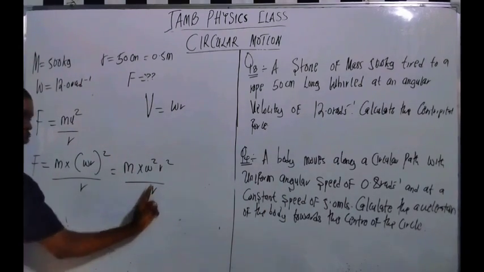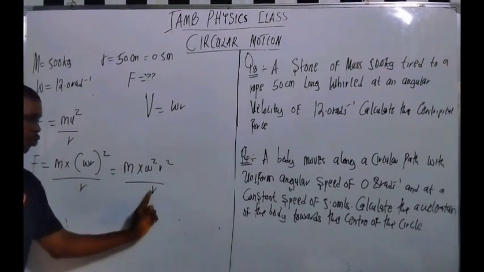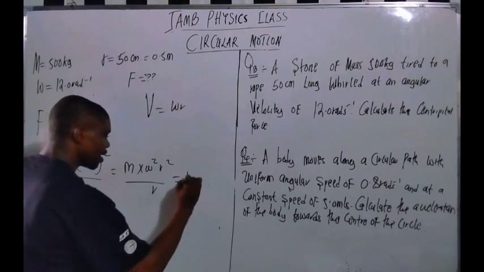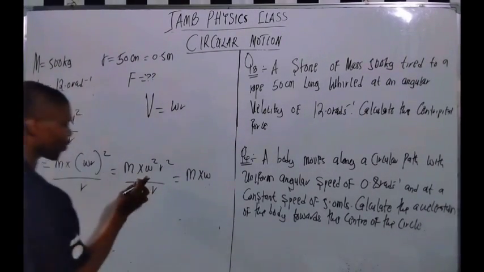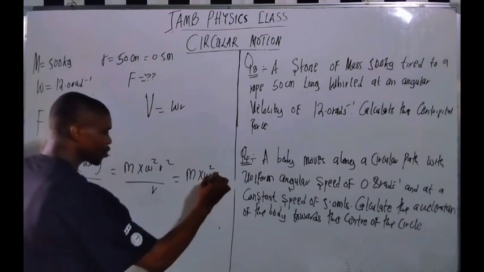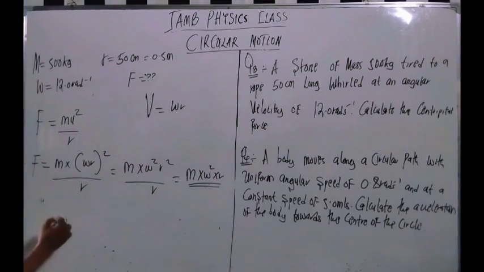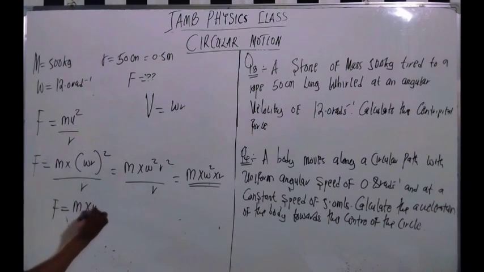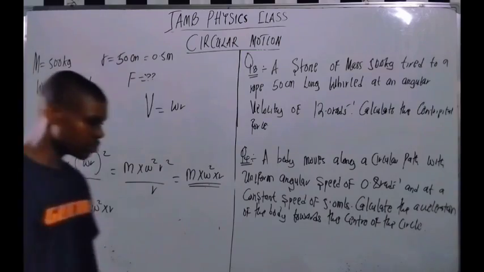Now one r will go into this one here, so one r will cancel. What am I going to get? I'm going to have m times the angular velocity squared times r. So this is what I'm going to use. I want to use F equals mass times the square of the angular velocity times r.